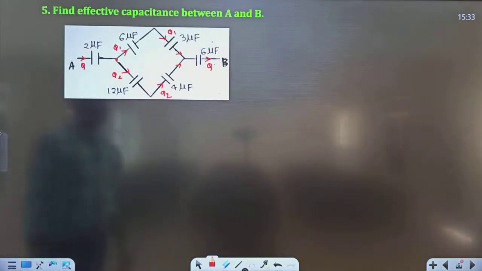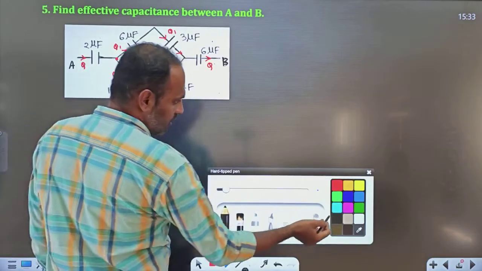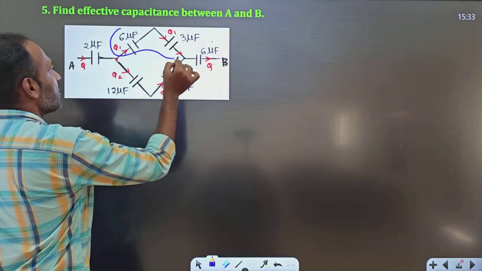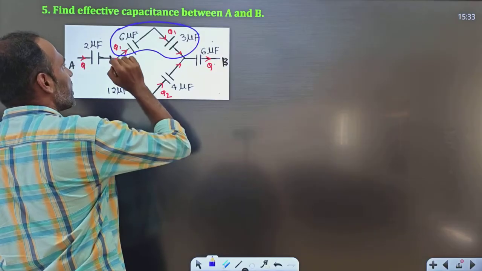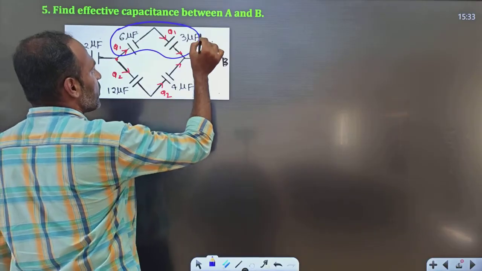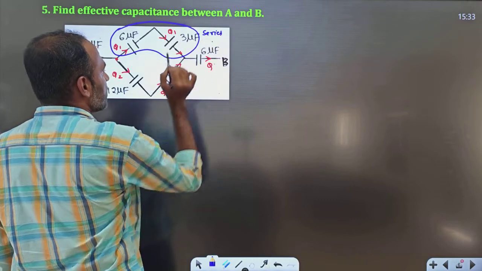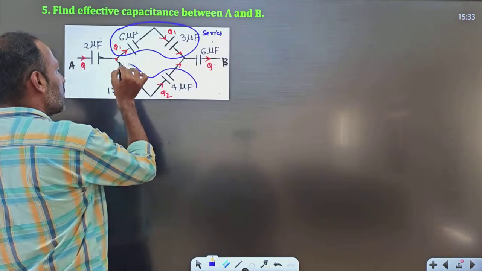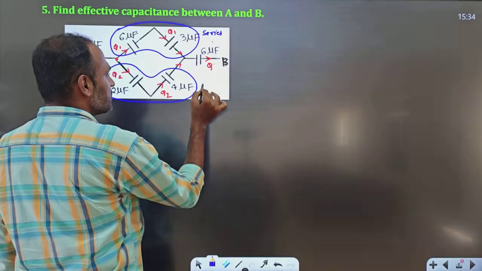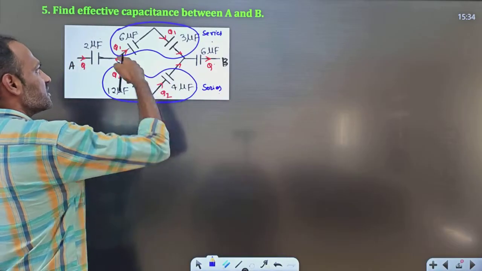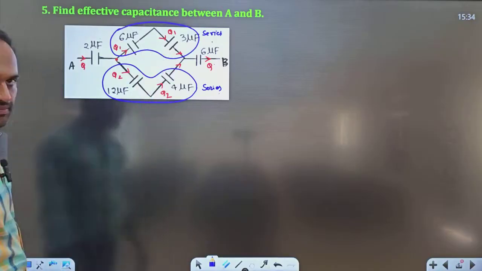So what is the combination now? See, combination we will get to know here clearly. 6 micro and 3 micro, these both are in series. Why? Q1 and Q1 charge are flowing. So these both are in series. 4 micro and 12 micro, these both are in series because same charge is flowing through both of them.